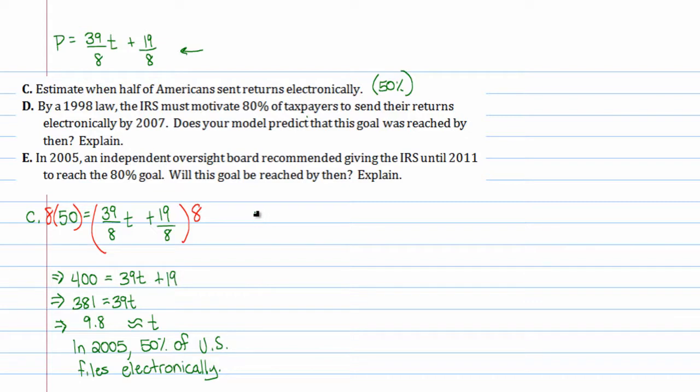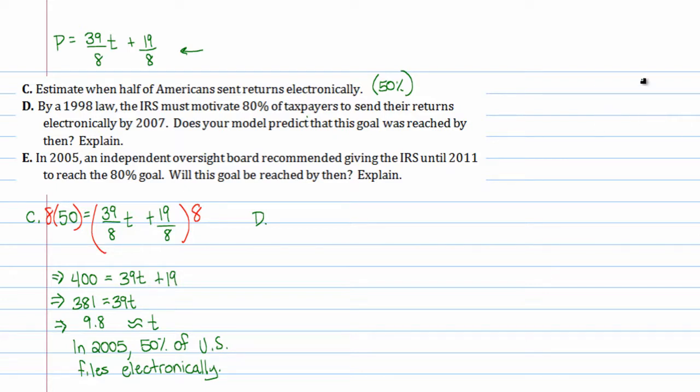Part D, which I'll write to the right-hand side of Part C here, just says that a 1998 law passed that said that the IRS had to motivate 80% of taxpayers to file electronically by 2007. So we're going to use our model up here on top to help us predict whether this goal was reached or not.